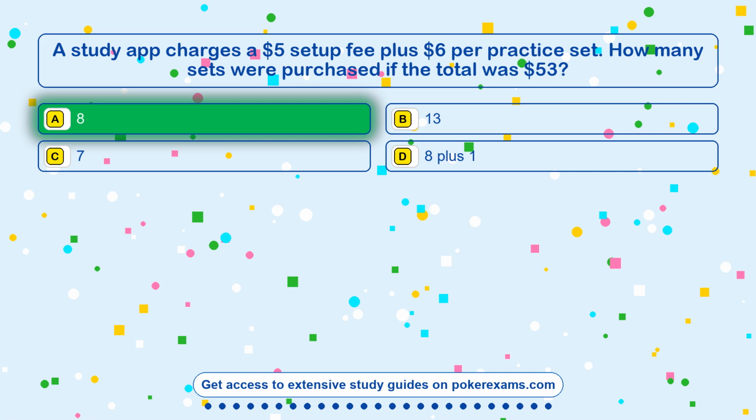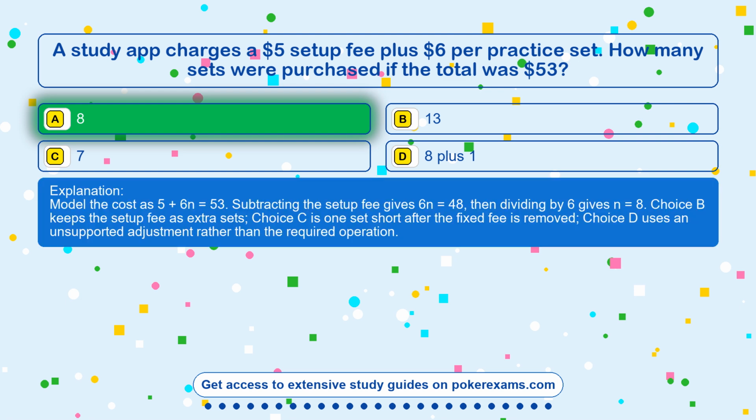The correct answer is option A. 8. Model the cost as 5 plus 6n equals 53. Subtracting the setup fee gives 6n equals 48, then dividing by 6 gives n equals 8. Choice B keeps the setup fee as extra sets, choice C is one set short after the fixed fee is removed, choice D uses an unsupported adjustment rather than the required operation.